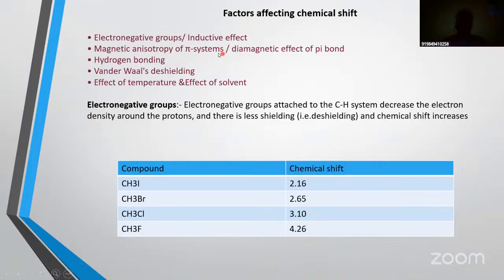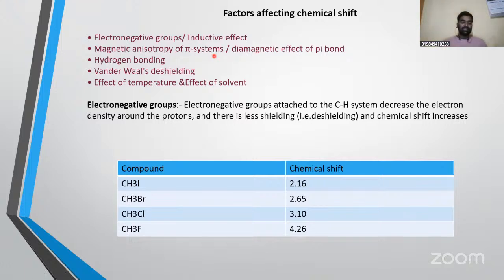Factors affecting the chemical shift. What are the factors which can affect the chemical shift? These are the factors: electronegative groups, inductive effect, magnetic anisotropy of pi systems, diamagnetic effect of pi bond, hydrogen bonding, van der Waals de-shielding, effect of temperature, and effect of solvent. The first one is the inductive effect or electronegative groups.